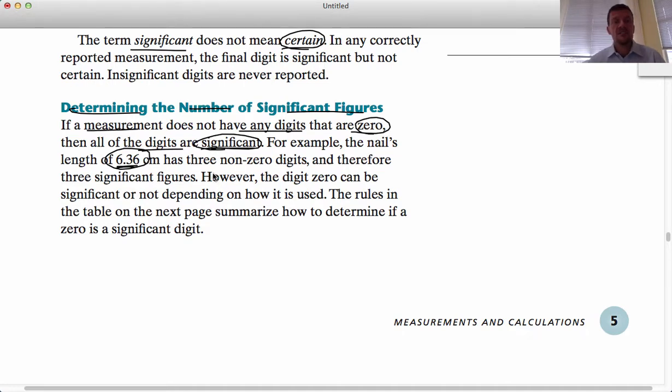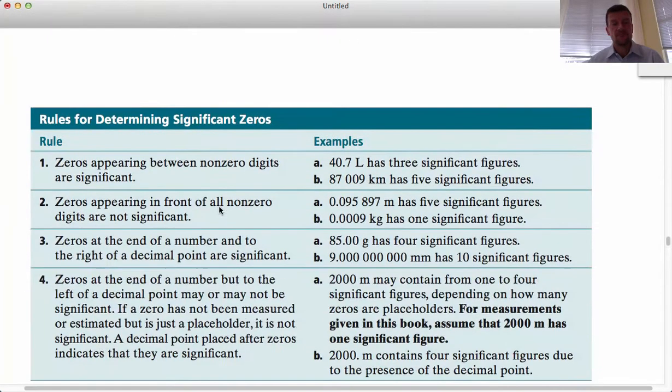But if there are zeros involved, this is where it gets a little tricky. The zero could be significant or it may not be significant. It depends on how it's being used. Okay, let's talk about this.